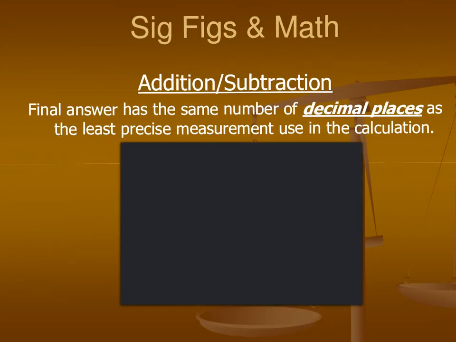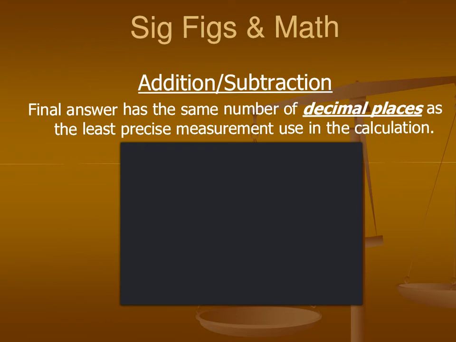Addition and subtraction of significant figures is slightly different than multiplying and dividing significant figures. The main difference here is that our final answer must have the same number of decimal places as the least precise measurement used in the calculation. The easiest way to see this is by example.